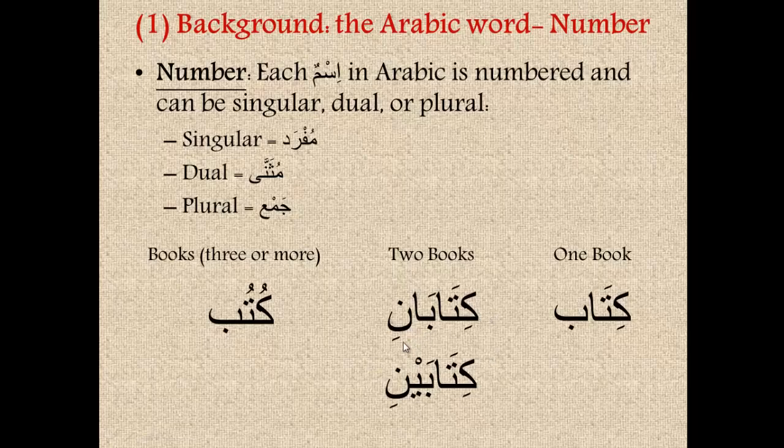But for now, I would encourage you to try to train your ears to listen for these phonetic changes. Ani and aini usually refer to the dual version of a particular thing. And of course, we have three or more, which is kutub. So kitab is one book, kitabani, kitabaini, two books, and the plural, three or more, is kutub. The dual does not exist in the English language. So this is a very unique aspect of al-Arabiya, of Arabic.